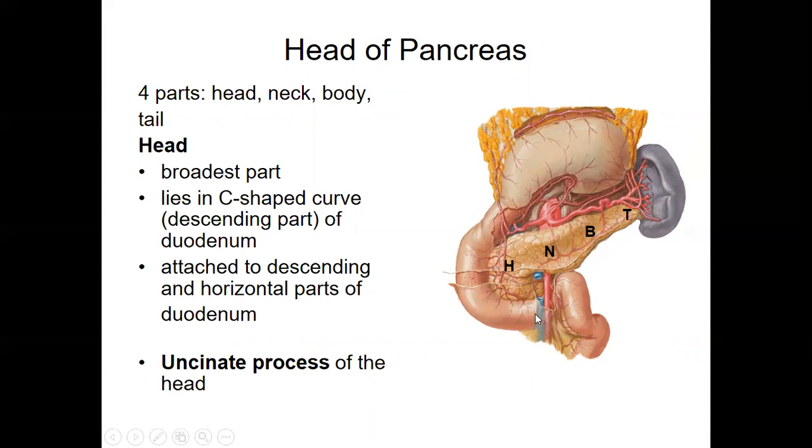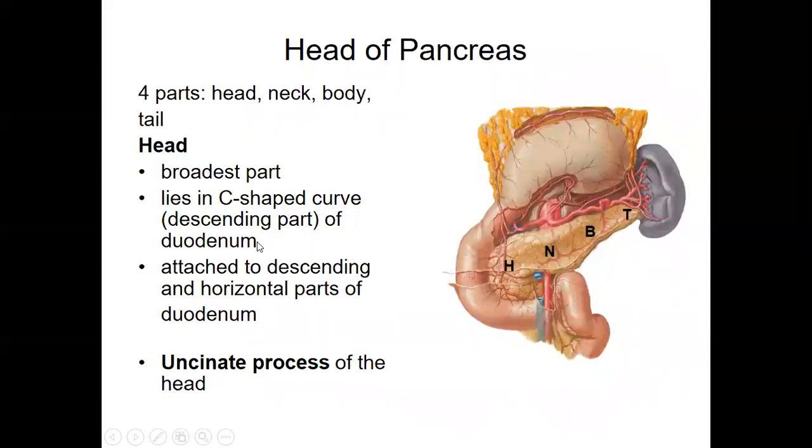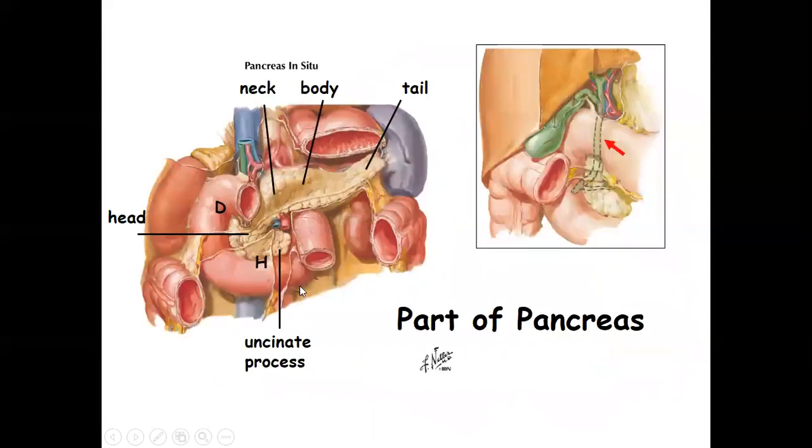We have the uncinate process of the head. This is the uncinate process of the head of the pancreas. This is the head. This is the duodenum, the descending part of the duodenum. This is the horizontal part of the duodenum. This is the neck. This is the body. This is the tail.